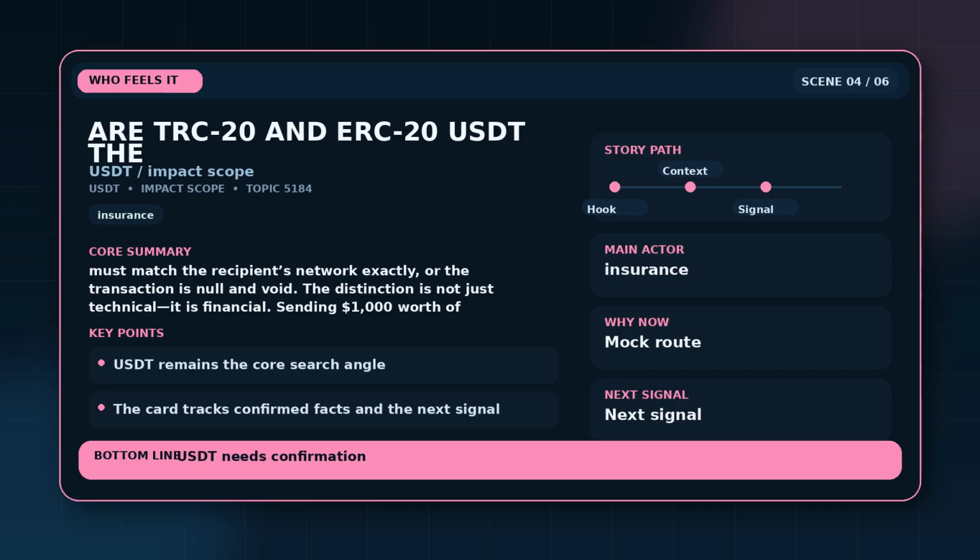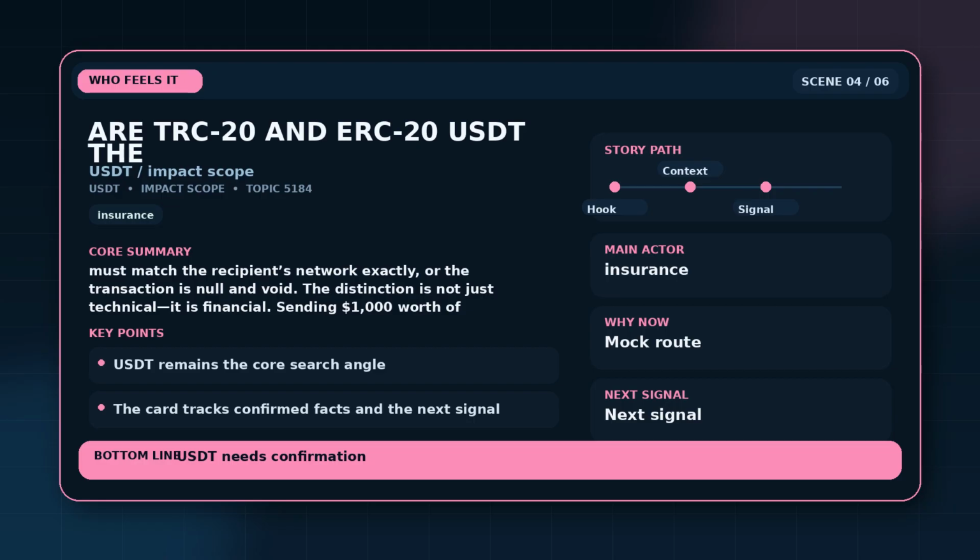The distinction is not just technical, it is financial. Sending $1,000 worth of USDT to the wrong network is not a small error, it is a total loss of that amount. Wallet interfaces attempt to help, but the final decision is always on the user. A wrong choice is irreversible. The stakes are clear. Sending USDT to the wrong network is a guaranteed loss of funds.